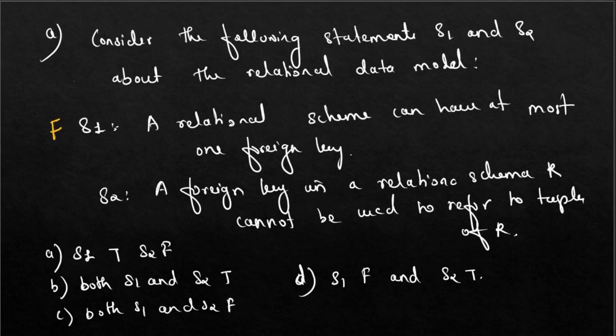Second, a foreign key in a relation schema R cannot be used to refer to tuples of R. There is no such constraint. A foreign key can be used to refer to the primary key of the same relation. Self-referencing relations are an example of a foreign key. So this is also false. So which is the correct one? Both S1 and S2 are false. Now let's see the next question.